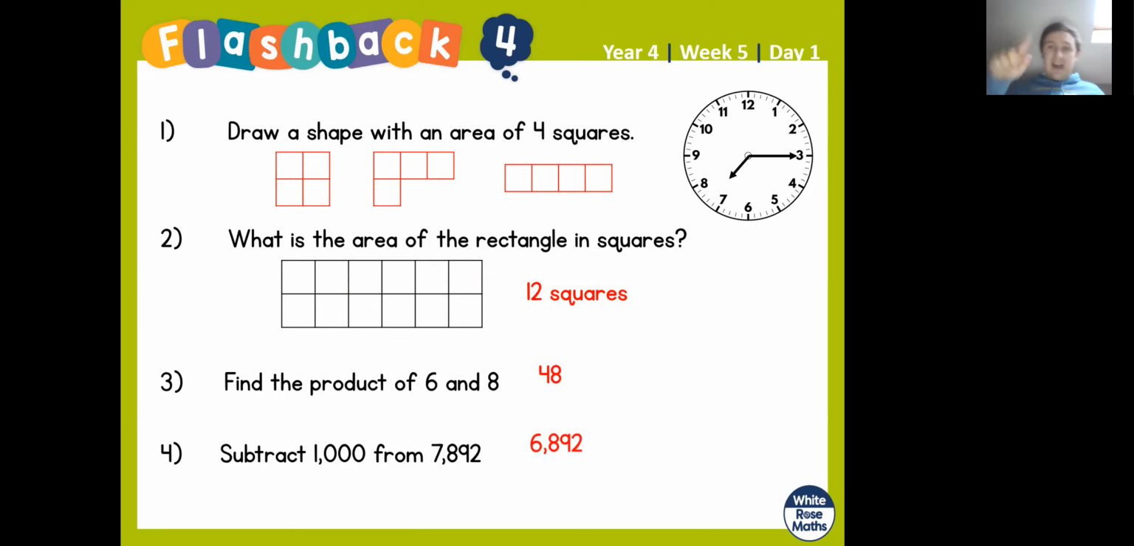And the clock up in the top right hand corner there, you can see that the minute hand is pointing at 3, which means quarter past. And you can see that the hour hand has just left 7. So it is quarter past 7. Again, we don't know if it's AM or PM, but we just know it's quarter past 7.